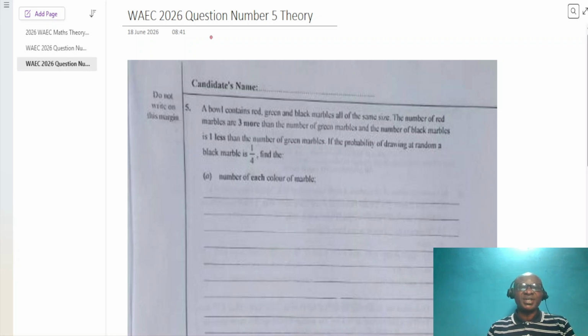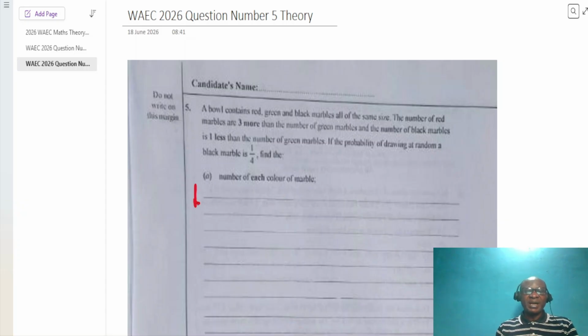WAEC 2026, question number 5, theory. A bowl contains red, green, and black marbles, all of the same size. The number of red marbles is 3 more than the number of green marbles, and the number of black marbles is 1 less than the number of green marbles. If the probability of drawing at random a black marble is 1 over 4, find, question A, the number of each color of the marbles.